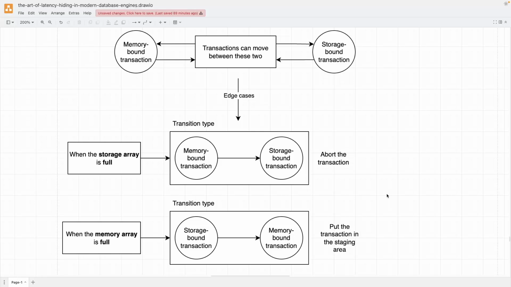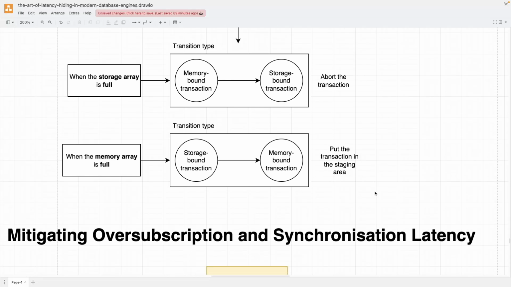And in this case, the same type of trade-off is being made here by the authors as well. The storage array is full, the SSD is swamped with transactions. So we can't move any transactions from memory to storage, so we abort them.